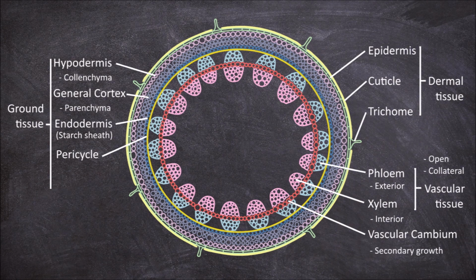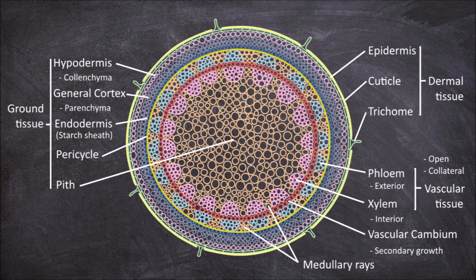Separating the vascular bundles are the medullary rays, which transport water and nutrients from the center to the periphery. In from this is the central pith. The pith is made up of loosely packed parenchyma, which function in storing nutrients.